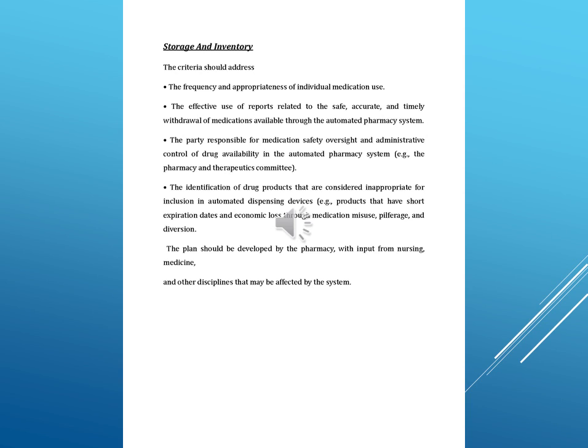The plan should be developed by the pharmacy, with input from nursing, medicine, and other disciplines that may be affected by the system. Education. The organization should have procedures in place for ensuring that all staff members who use the automated pharmacy system receive adequate education, both initially and on an ongoing basis. Ensure that adequate resources are provided for effective education. Ensure that the content of the education programs is continually updated.